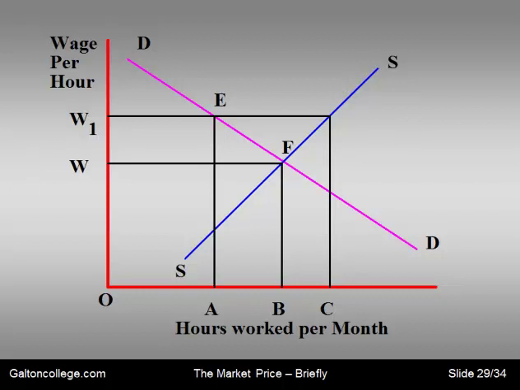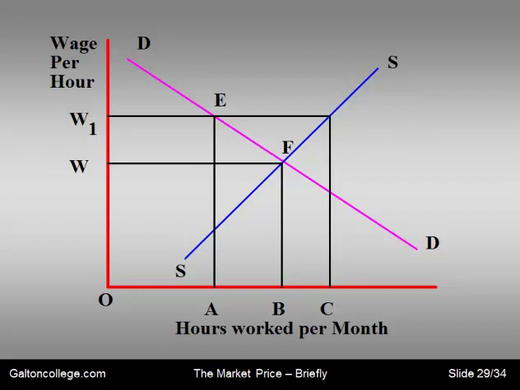But there'd be a bigger demand for workers. The demand would not be at the point E. The demand would be at the point F. So there'd be a bigger demand for workers, and there'd be fewer workers looking for employment because the wage is now lower. So the supply of workers would be B, and the demand for workers would be B. So there would be an equilibrium at F.